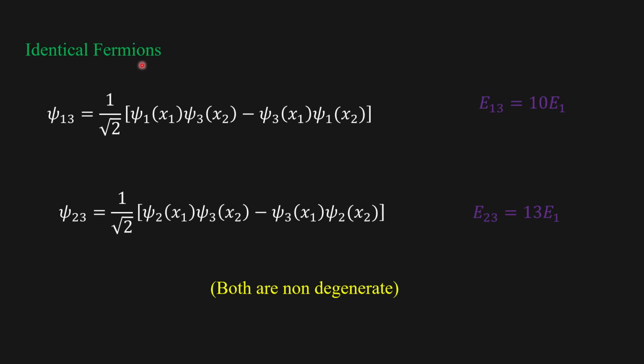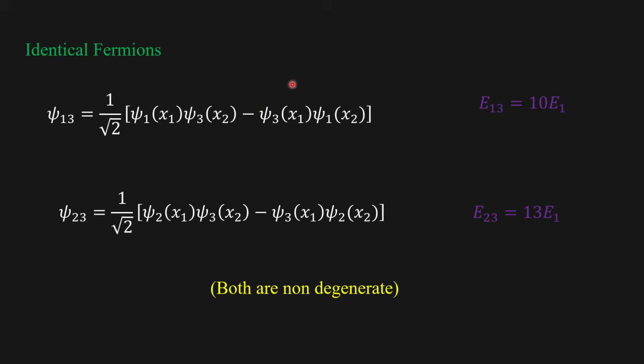Now we will see for identical fermions. So fermions are antisymmetric ones. So you cannot have the state like psi 1 1. That is, no two particles can occupy the same energy state. So 1 1 and 2 2 are not allowed. So first excited state is psi 1 3. So this can be written as 1 over square root 2 psi 1 of x1 psi 3 of x2 minus psi 3 of x1 psi 1 of x2. Because it's identical, there is no difference between psi 1 3 or psi 3 1.